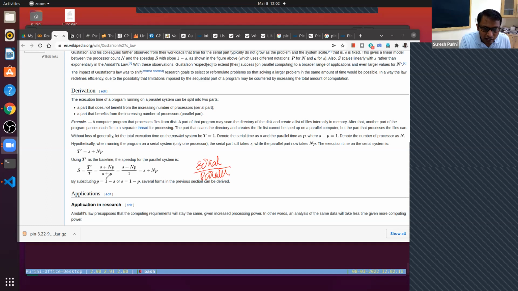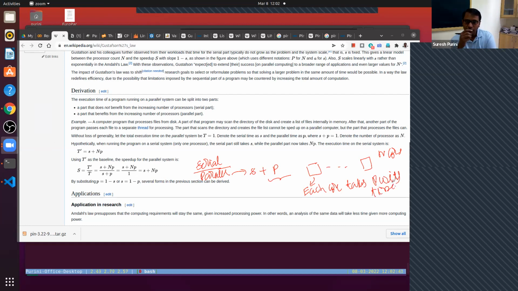So here, the parallel execution time consists of S plus P, and this P is, like, there are n cores present, and each core takes P units of time. Since all these things are happening in parallel, the combined execution time is only S plus P. Okay, it is S plus P. That is what we have in the denominator.